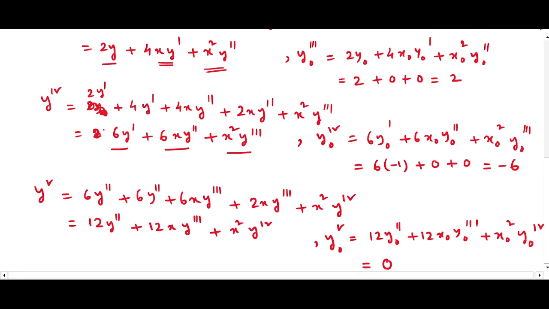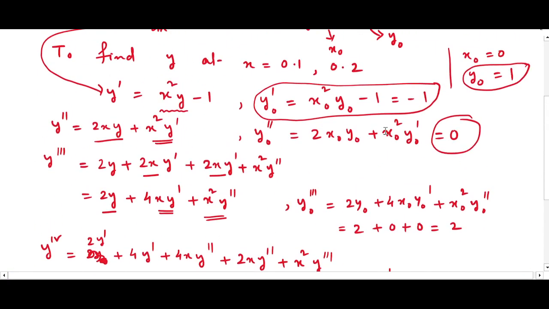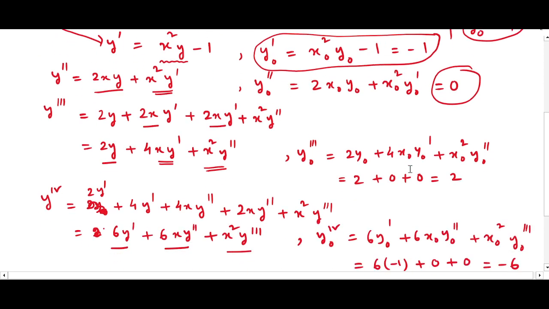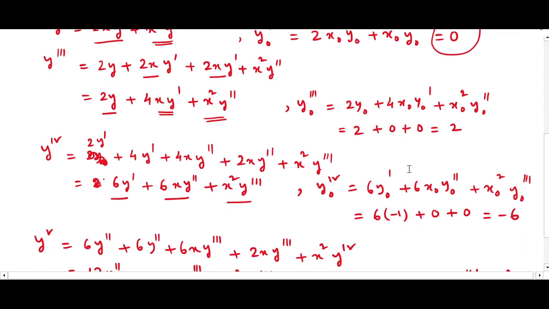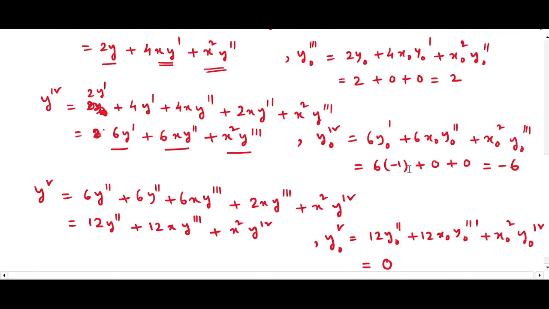Okay, so how many non-zero values do we have? We have y naught is 1, y naught dash is -1, and then y naught triple dash is 2, and y naught 4.